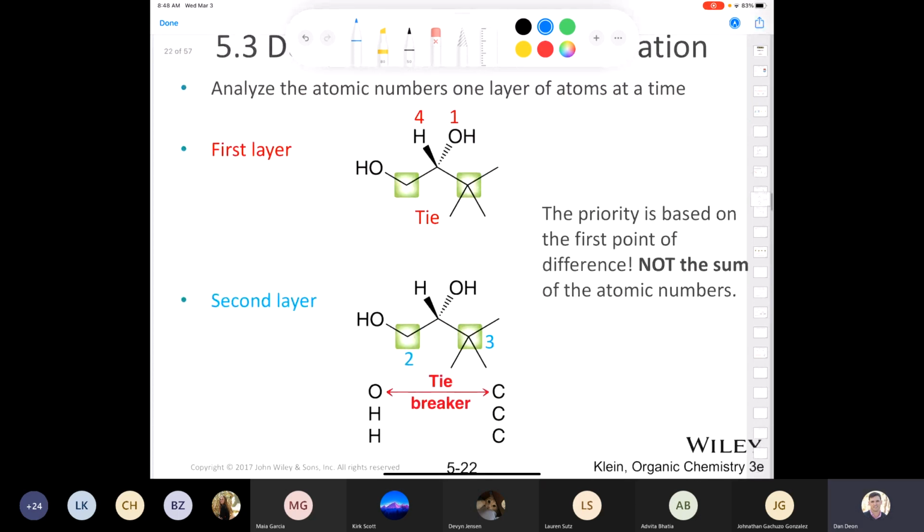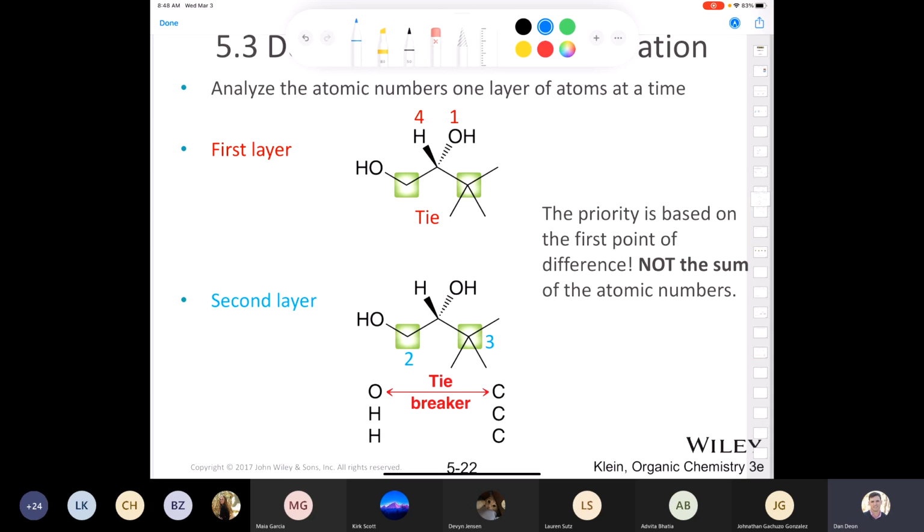Again, when you're doing this laundry list thing that I call it, the priority is based on the first point of difference, the tiebreaker. It's got nothing to do with adding up atomic numbers or making a spreadsheet or getting a graphing calculator or a mainframe. Sometimes students try to turn it into something more complex than it is. I'm not saying that it's simple. Organic chemistry is not a simple subject.